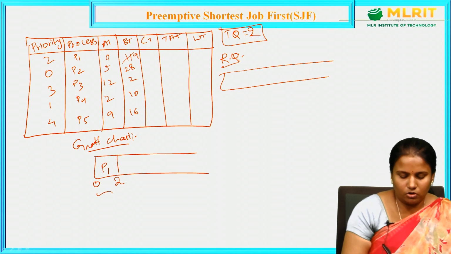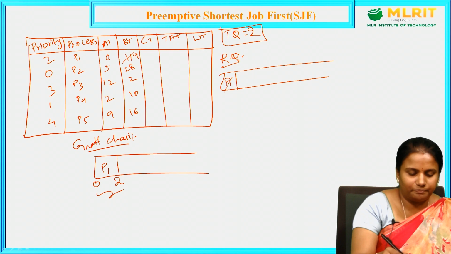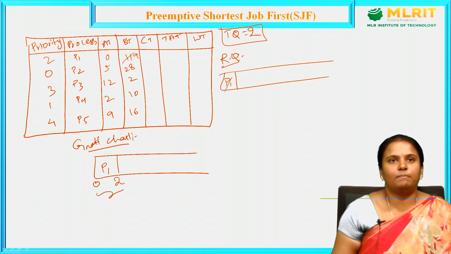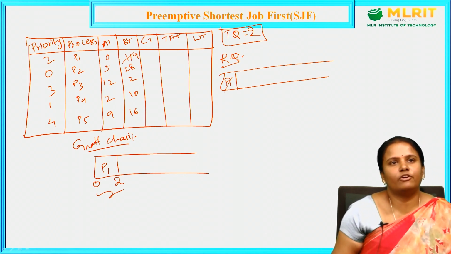From 0 to 2, which processes are waiting for the CPU? We check only the arrival time. So P1 and P4. In this case, we need to check the priorities also. P4 has priority 1 and P1 has priority 2.